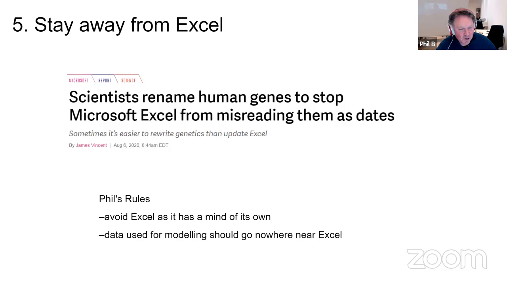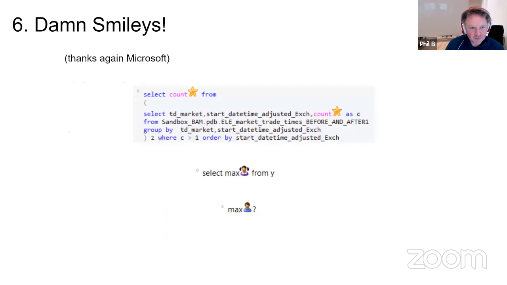This article appeared about a month ago. Human genes are being renamed basically because Microsoft Excel was reading them in as dates, and people couldn't figure out how to get around it, changing what was a gene into a date. So this was August the 6th, which is not too long ago.